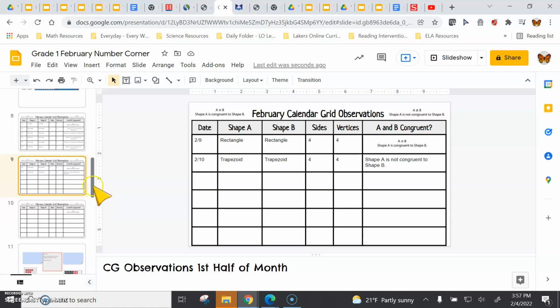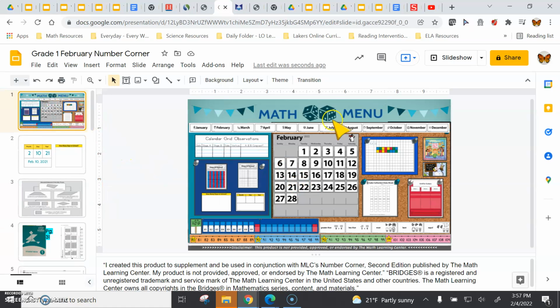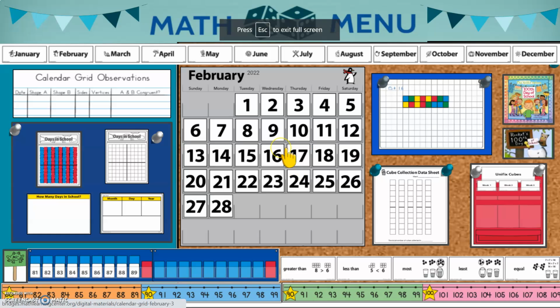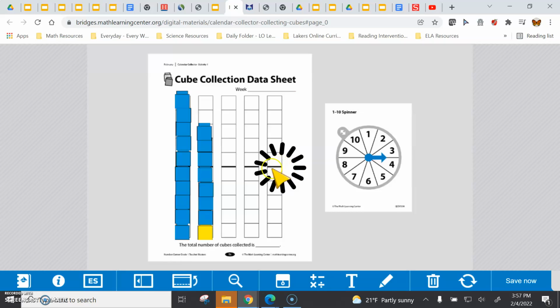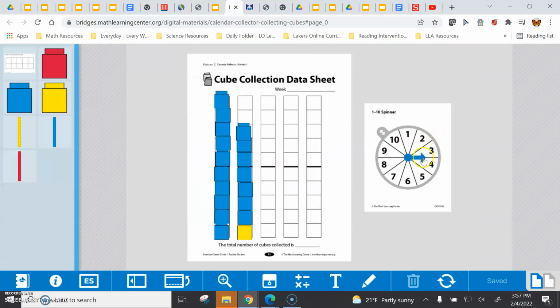As we continue to talk about our calendar and number corner information, we are now going to collect more cubes. Here we go. We're collecting 2 this day. So 1, 2. Oh my goodness. We have 2 groups of 10, which is equal to 20. We'll add more to it tomorrow. We'll find out how much we've collected for the week. So far we've collected 20 cubes.